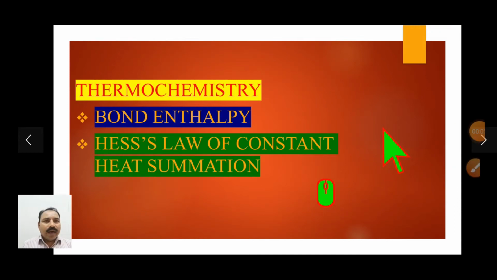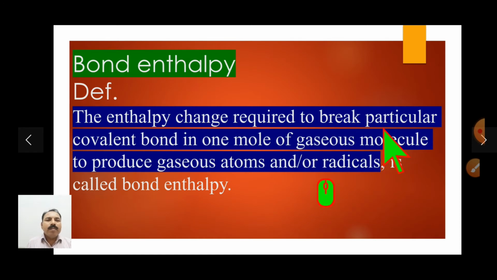Hello friends, today we are going to study the remaining part of thermochemistry, named bond enthalpy and Hess's law of constant heat summation. First, we can see bond enthalpy. The definition of bond enthalpy is the enthalpy change required to break a particular covalent bond in one mole of gaseous molecules to produce gaseous atoms and/or radicals.